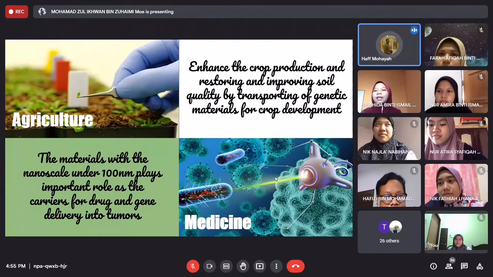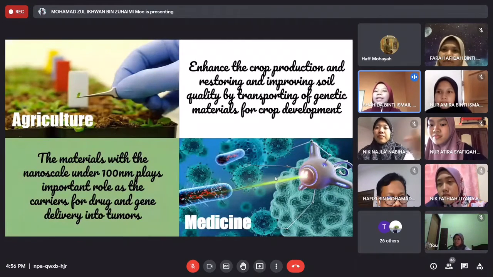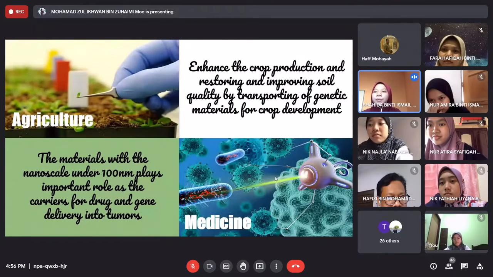In the medical industry, the materials with the nanoscale under 100 nanometer plays important role as the carriers for drug and gene delivery into tumors.